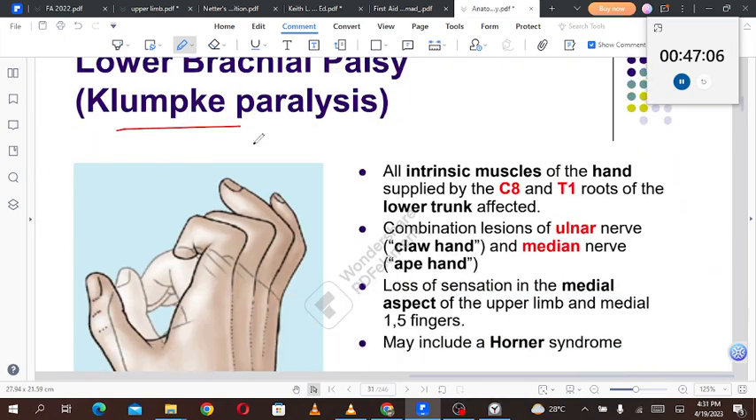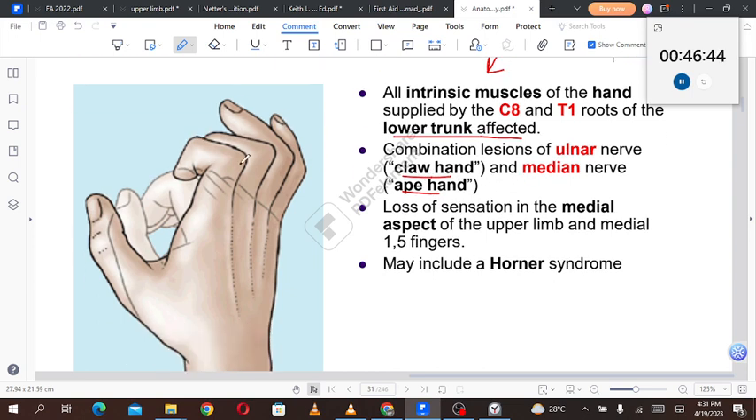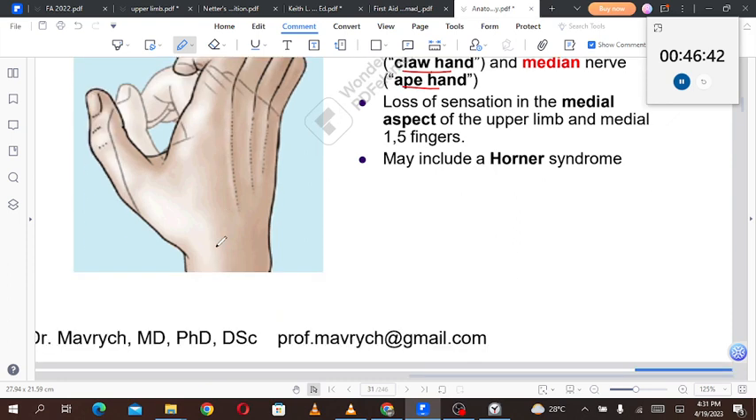So all the intrinsic muscles of the hand supplied by C8 and T1 roots of the lower trunk are affected in this case. A combination of lesions of the ulnar nerve, that is ulnar claw hand, and the median nerve, that is ape hand. I guess we saw that in the previous video. So the ulnar claw hand and the median ape hand will be seen in this picture.